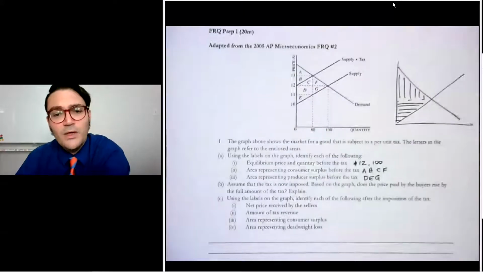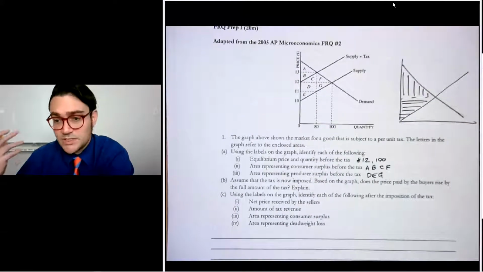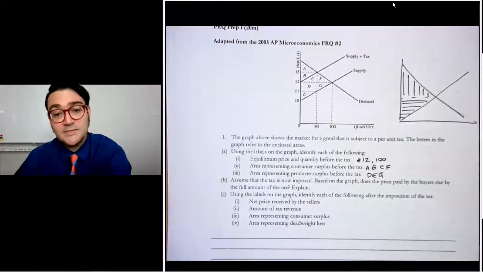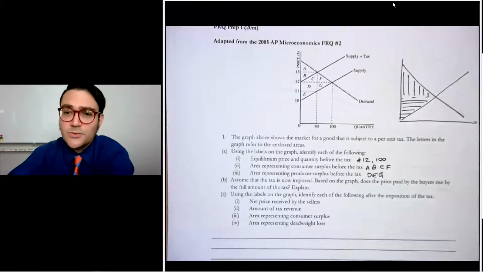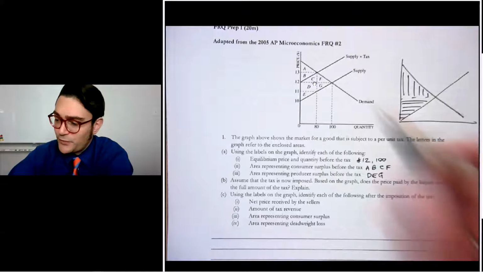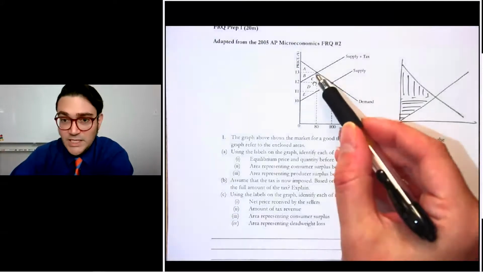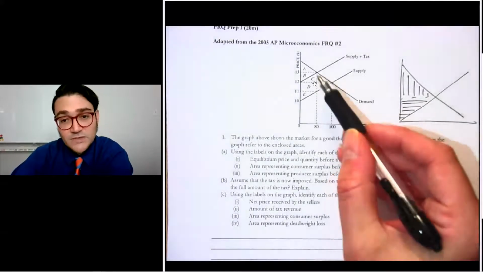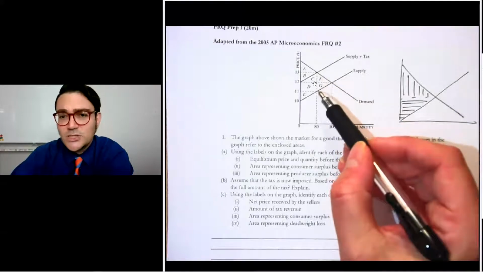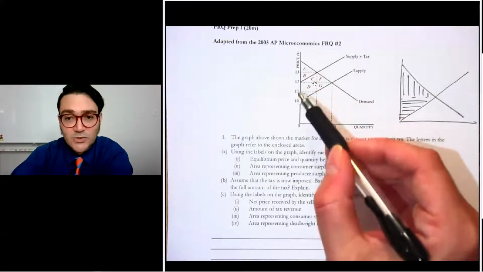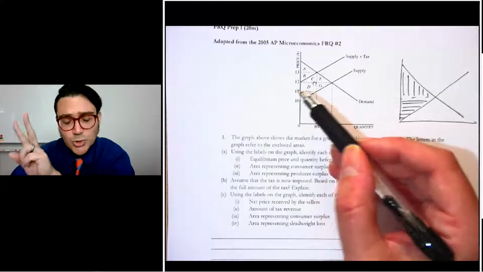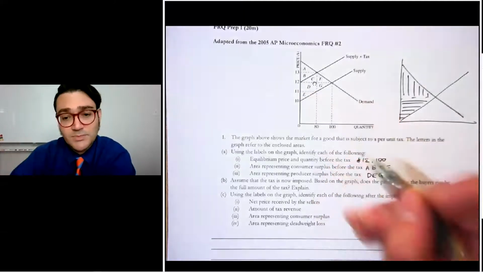Again, any order. Assume the tax is imposed. Does the price paid by the buyers rise by the full amount of the tax? Explain. And so we can see that with the tax, we go from 12 up to 13, but the amount of the tax is the vertical difference between these two lines. And so we go from 11 to 13 is the total amount of the tax. So the total tax is 2, but the price paid by the buyers only goes up by 1.